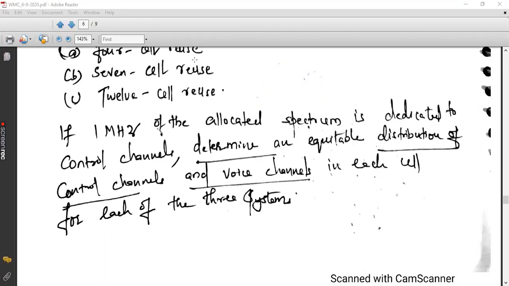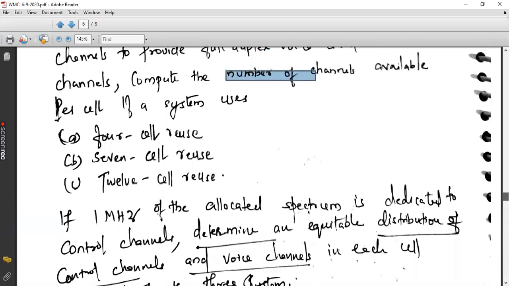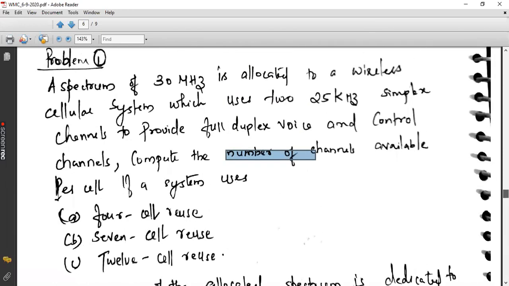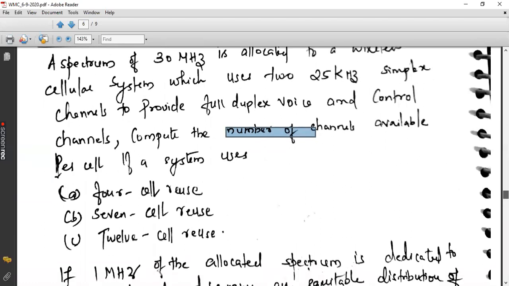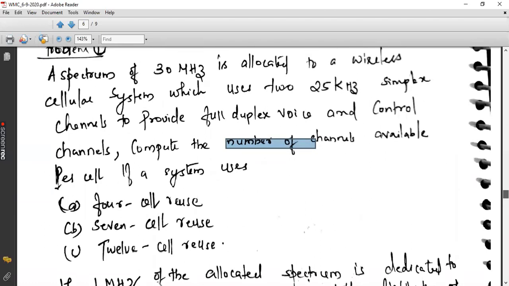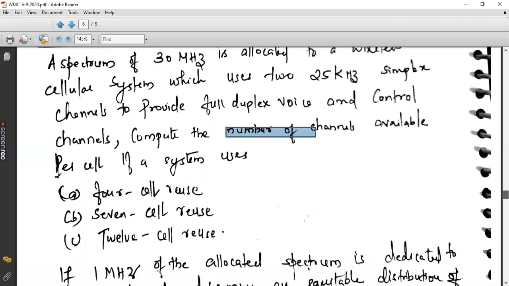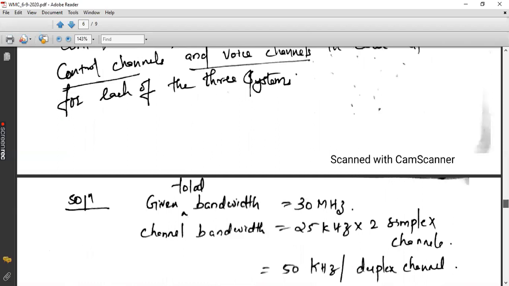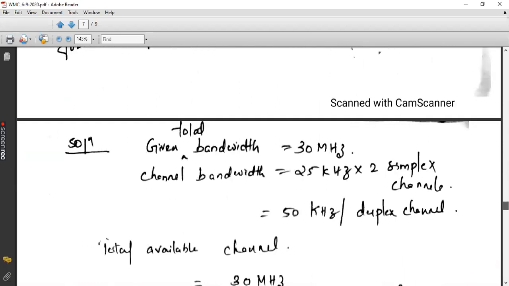Clear? Is the objective of the problem clear? Should I repeat it once again? Is it clear for you? Understood, sir. Okay. So I'm moving to the solution.